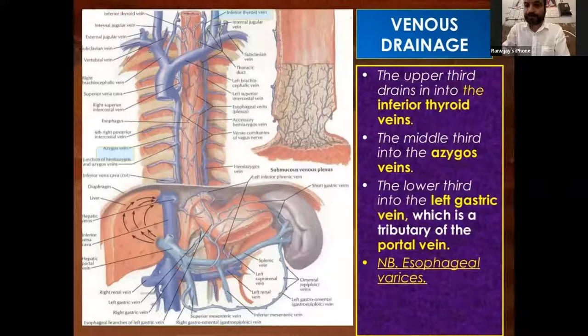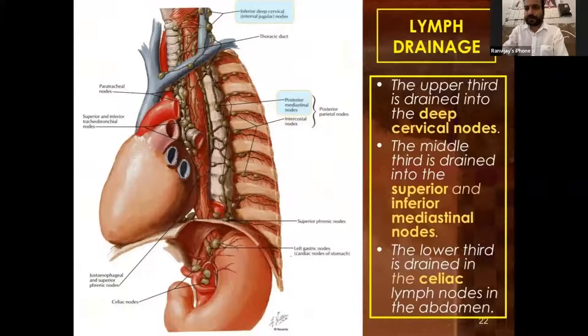Now the lymphatic drainage: the upper third is drained into the deep cervical nodes, the middle third is drained into the superior, inferior, and mediastinal nodes. The lower third is drained into the celiac lymph nodes in the abdomen.